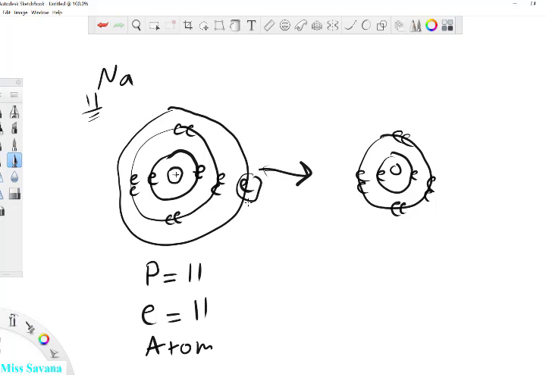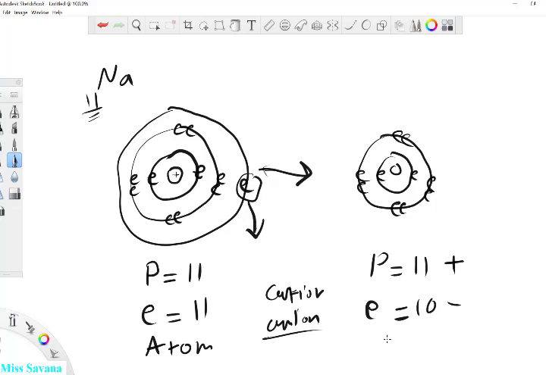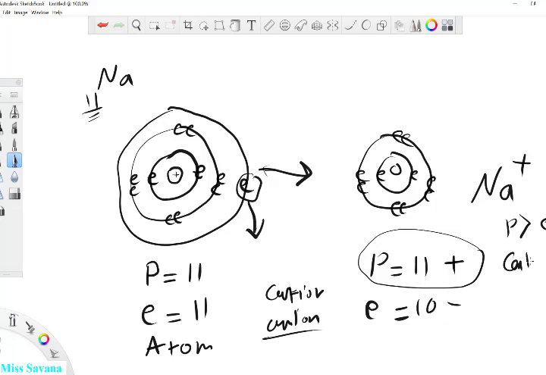So it loses this electron, and the protons are still 11, but the electrons are missing one, so it's actually 10. Now draw the sign for each one of them and decide: are they cation or anion? You guys decide. Of course, the bigger charge is going to win. So the Na will show positive. That means its protons are higher than its electrons. That's why I call it a cation. Okay, this is the idea.